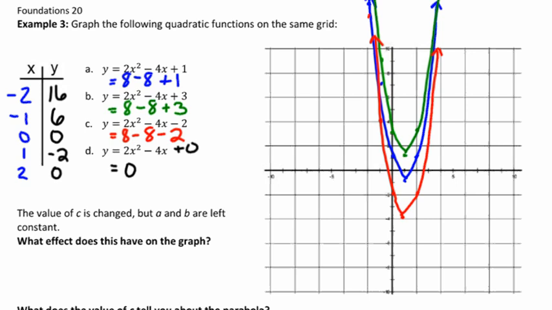So negative 2 and 16, again way up there. Negative 1 and 6, 0 and 0, 1 and negative 2, 2 and 0.